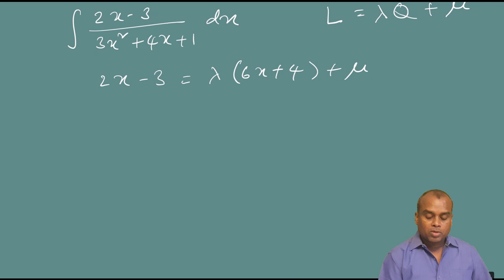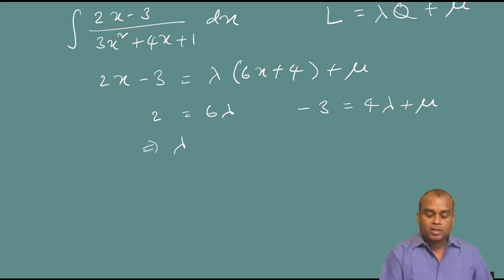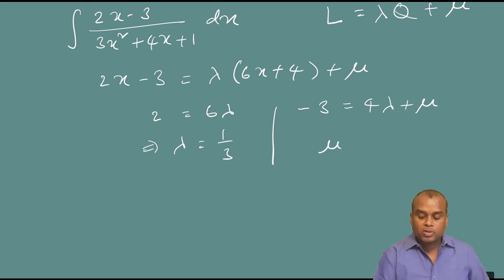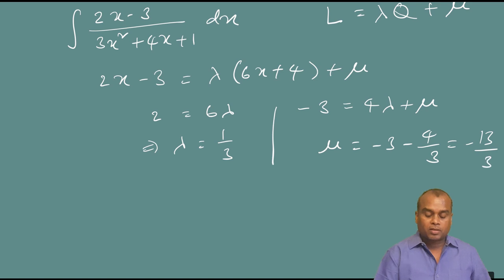Okay. So as these are polynomials on both sides with equality in between, you can compare the corresponding coefficients. So you have 2 is equal to 6 lambda, and comparing the constants, I have minus 3 is equal to 4 lambda plus mu. So you can see that I am getting lambda is equal to 1 by 3, and using that fact here, I have mu is equal to minus 3 minus 4 by 3. So I am getting this as minus 13 by 3.